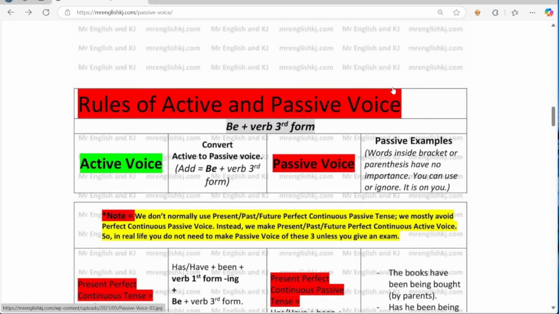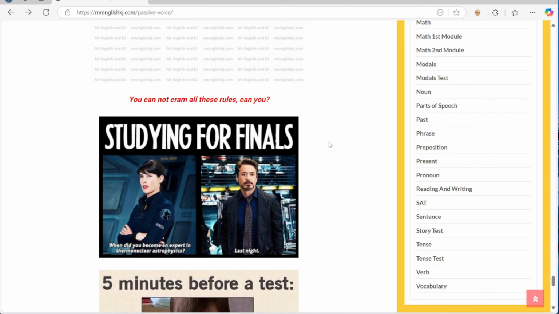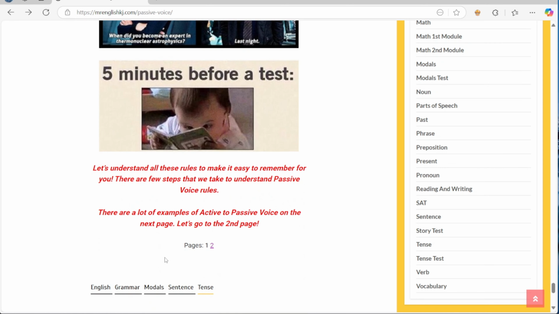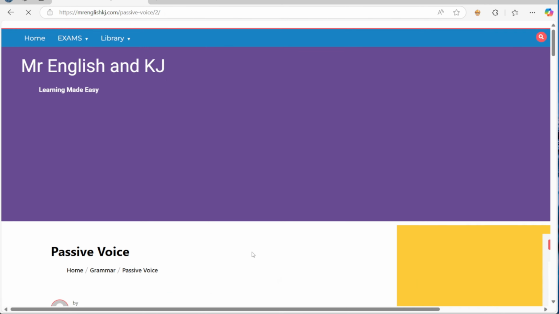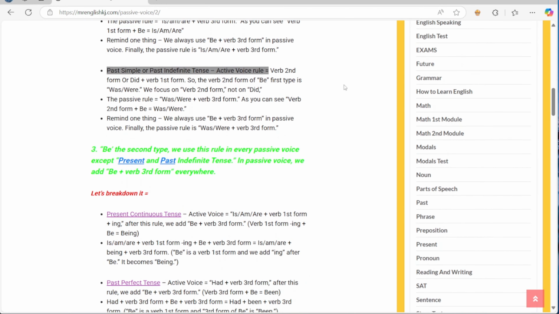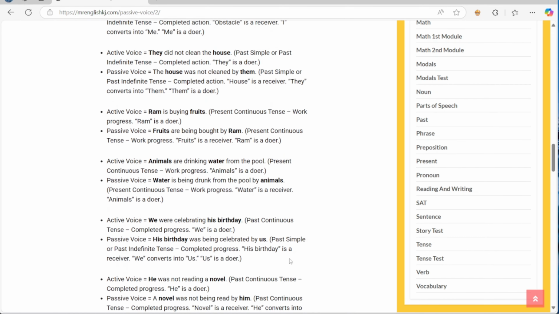Okay. Before going, one more thing. When you swipe down, at the end, you see here page number 2. I think maybe after this video, I will make it into a different post. But you will see something here at the end. Okay. Where you can see tons of examples. If you click on page number 2, you will go to this page where you can find tons of examples that were explained to you. Okay. As you can see, there are tons of examples. Okay. Active and passive converted. It will be easy for you.